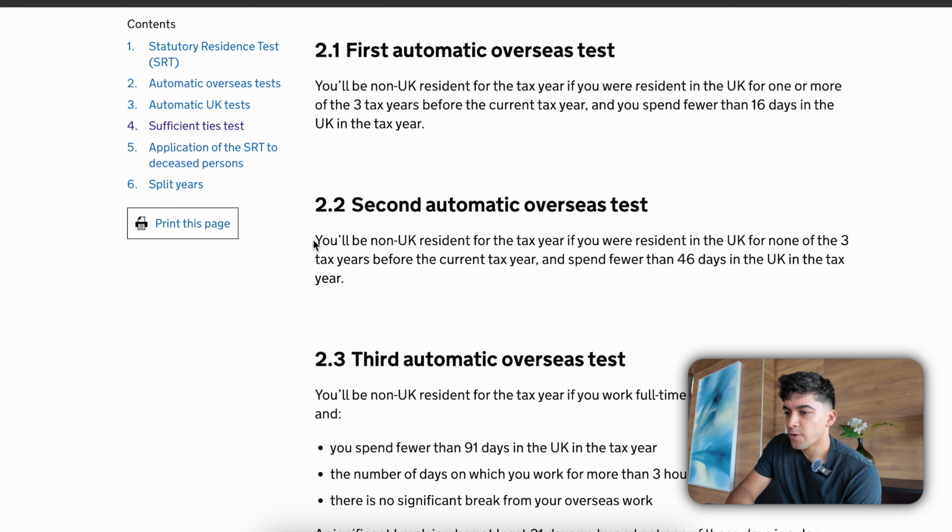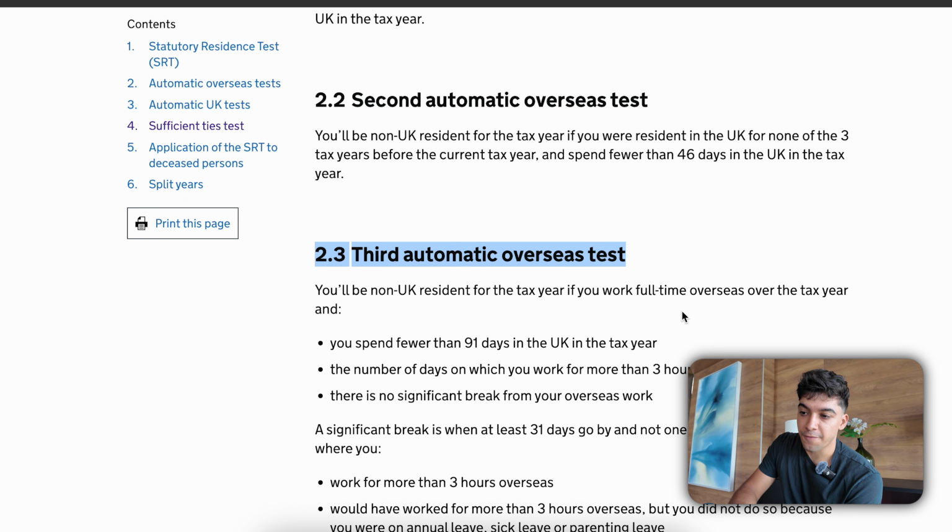Second test, you'll be non-UK resident for the tax year if you were resident in the UK for none of the 3 tax years before the current tax year. So this is usually for someone who's arriving into the UK. If you've been living in the UK and now you're leaving, this does not apply to you because you were probably a tax resident for the 3 years before the current tax year. So this probably does not apply to you.